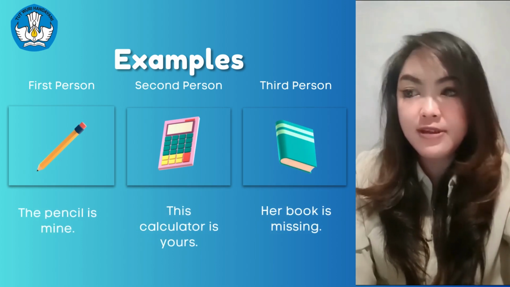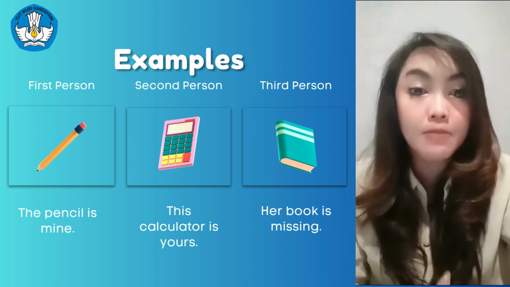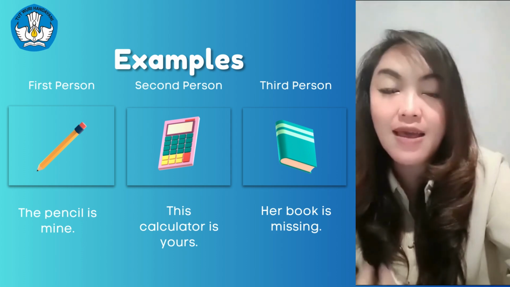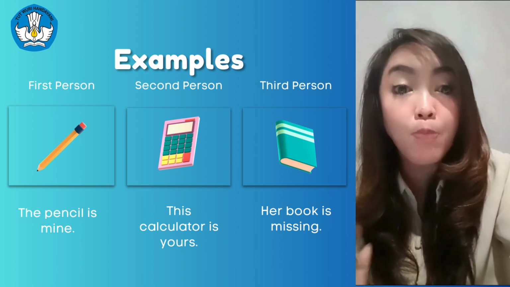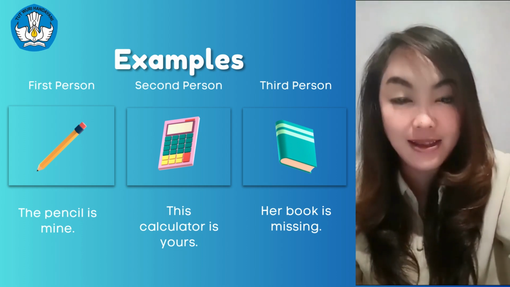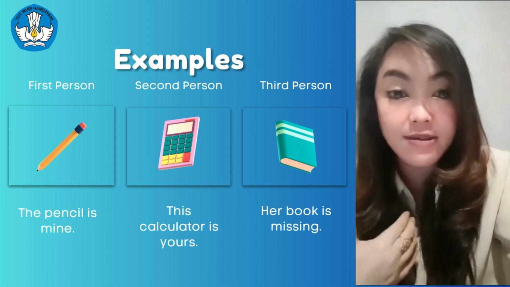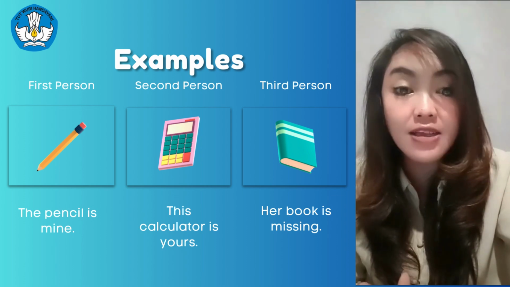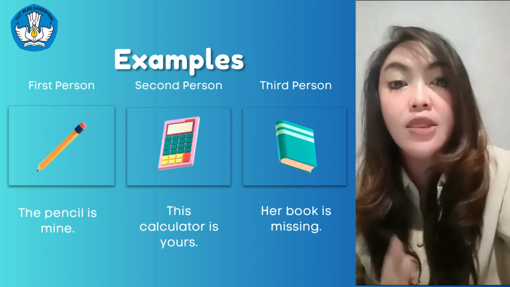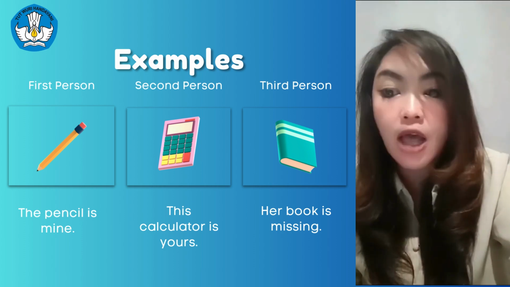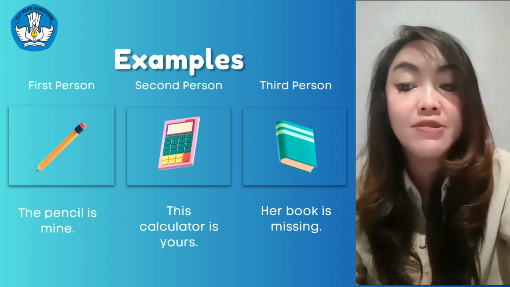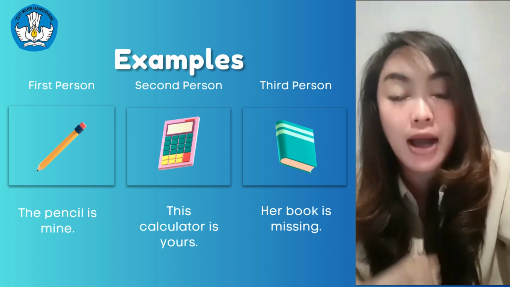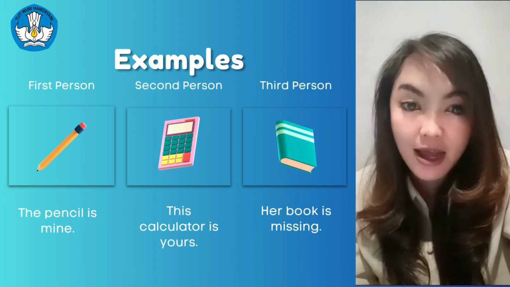For the first person, the pencil is mine. The possessive pronoun mine refers to the ownership of the speaker. Jadi mine-nya di sini mengacu kepada orang yang sedang berbicara. The second person, this calculator is yours. The possessive pronoun yours refers to the ownership of the person being spoken to. Jadi yours-nya di sini adalah mengacu kepada orang yang sedang diajak berbicara.